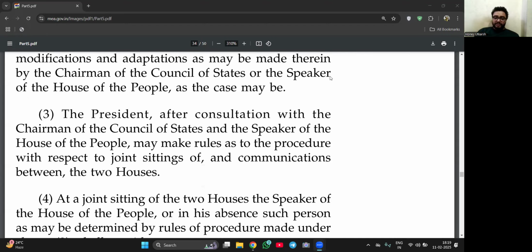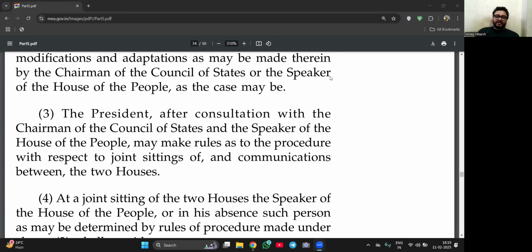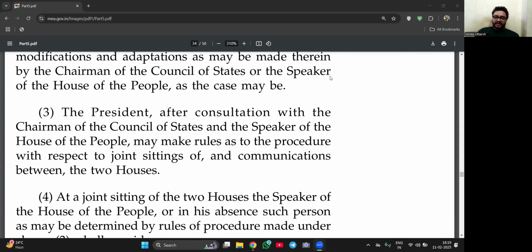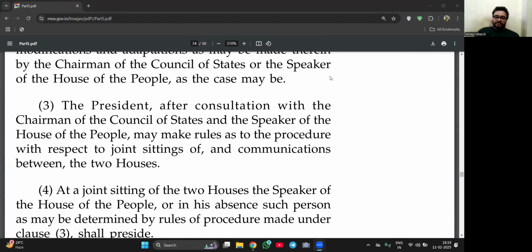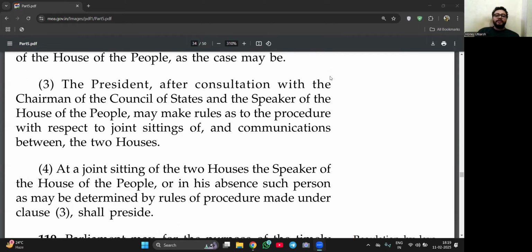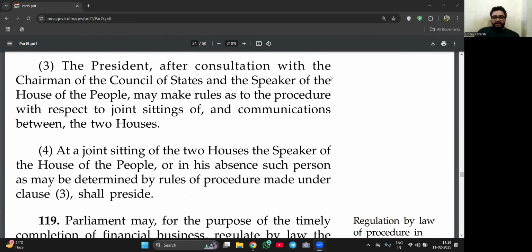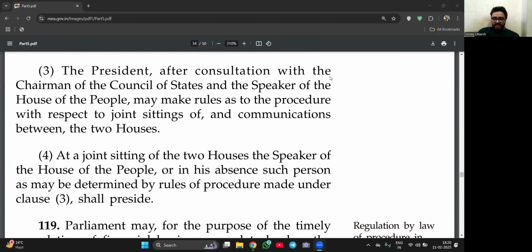Clause 3. The President, after consultation with the chairman of the Council of States and the Speaker of the House of the People, may make rules as to the procedure with respect to joint sittings of and communications between the two houses. Clause 4. At a joint sitting of the houses, the Speaker of the House of the People, or in his absence, such person as may be determined by rule of procedure made under Clause 3, shall preside.